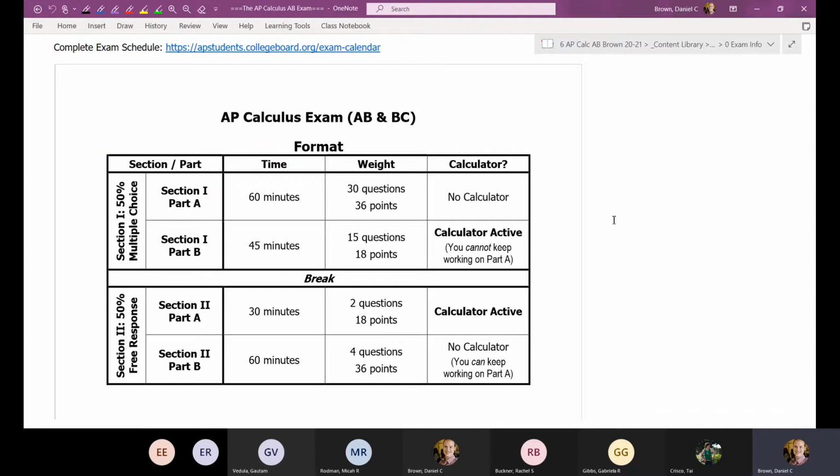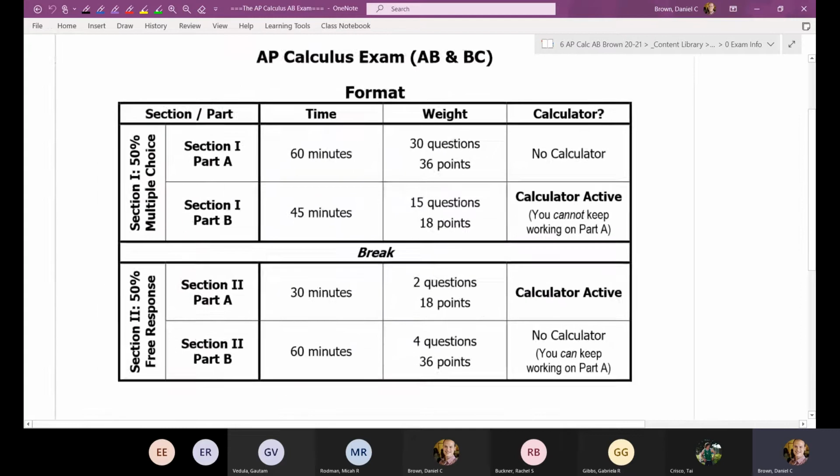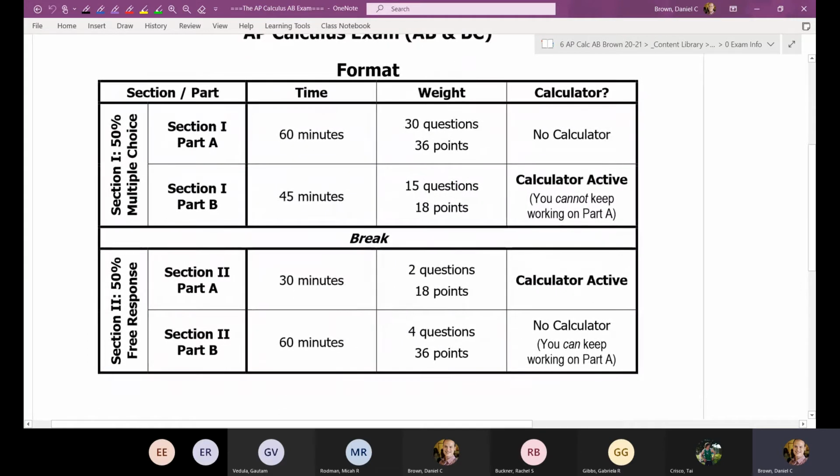For those of you taking it in May and in June, it's going to be, like most AP exams, a multiple choice section and a free response section. And then each section is subdivided into a part A and a part B. I did want to talk a little bit about the parts that you have. So the multiple choice section, the first part is going to be section A, and it will be 60 minutes and 30 questions. No calculator, so a lot like the questions I have on the 3-page binder.